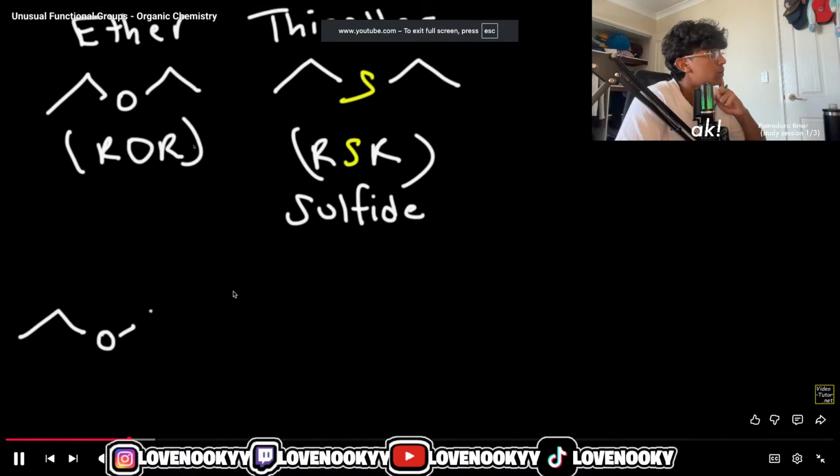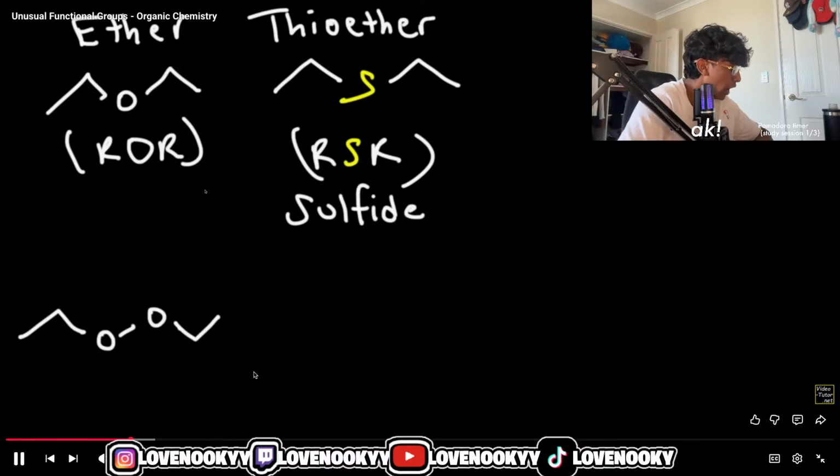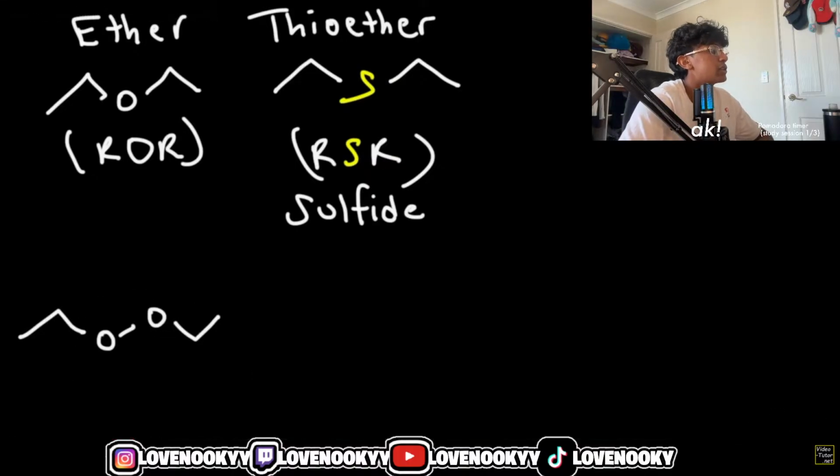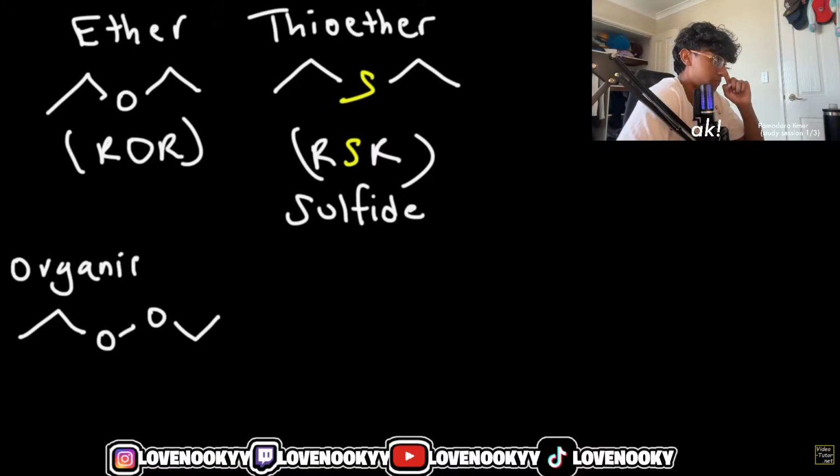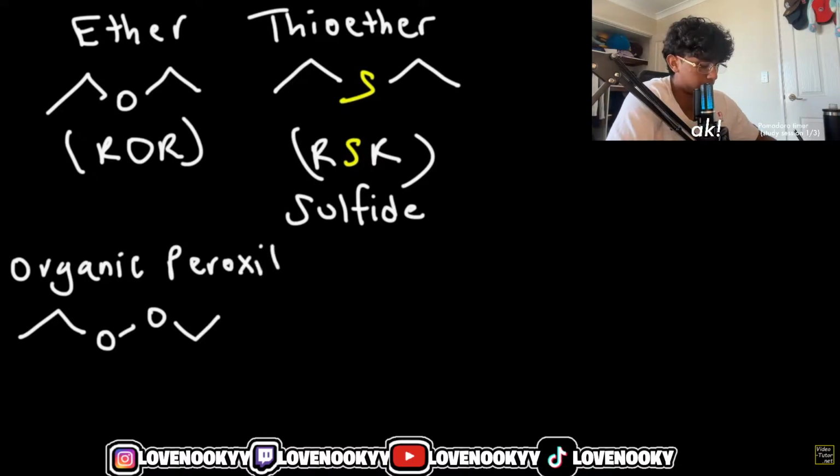Now, what if there's two oxygen atoms? So this is no longer called an ether, it's a peroxide. Different class of compounds. It's called an organic peroxide. It's highly reactive. Now, what if we replace the two oxygen atoms with two sulfur atoms?